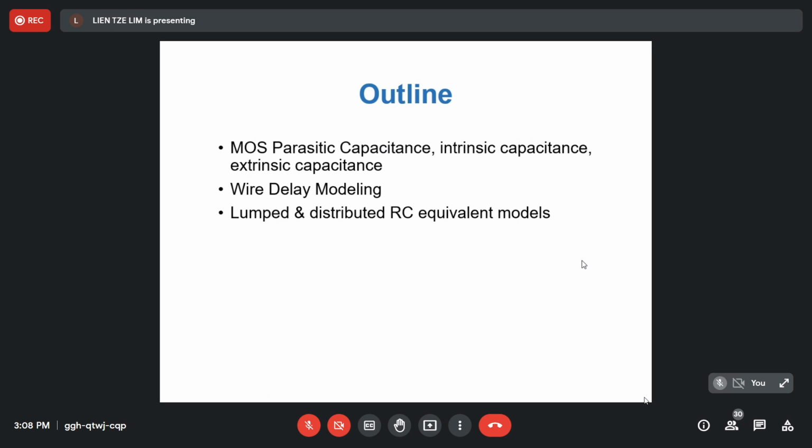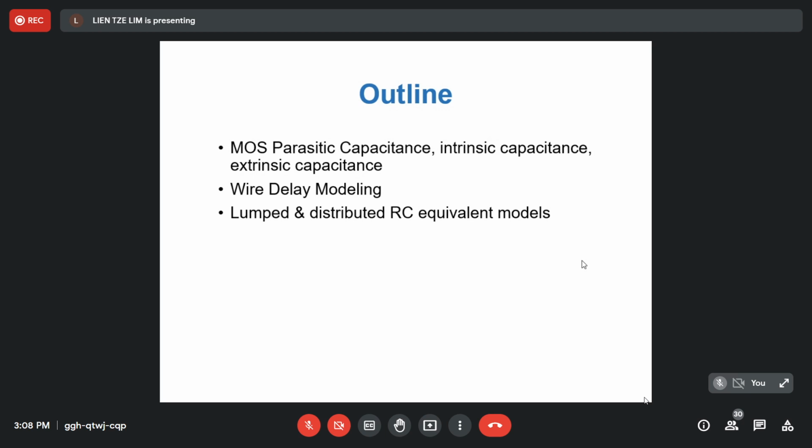Furthermore, as you see in the outline of part two, there are also wire delay modeling and lumped and distributed RC equivalent models. These two are about how the propagation delay is determined through a wire. Wires are characterized based on RC, the resistance and the capacitance. We can model that wire with RC to determine the wire delay. This will also be covered later.